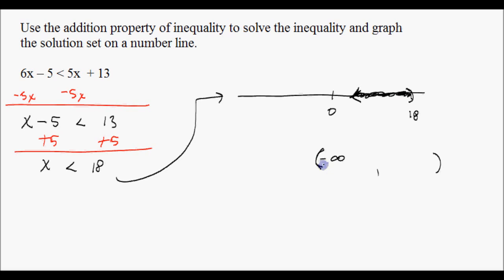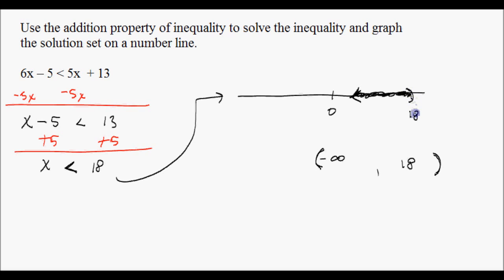And I put parentheses on this side because the upper number, the bigger number, is 18, but I never get to 18 either, for the same reason we had the parentheses up here, because it was strictly less than. So again, the less than means it's going to be parentheses on the graph, which means it's going to be parentheses on the interval notation.